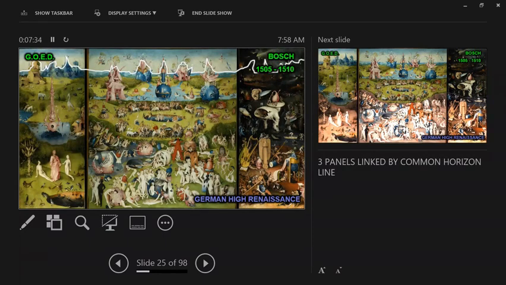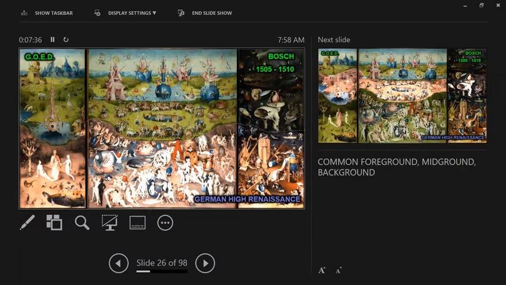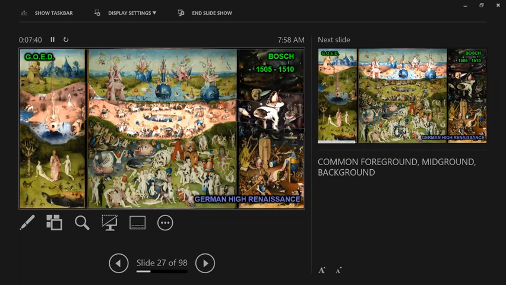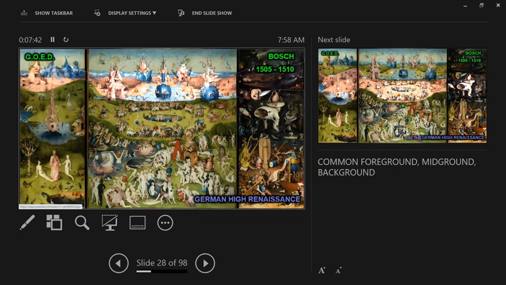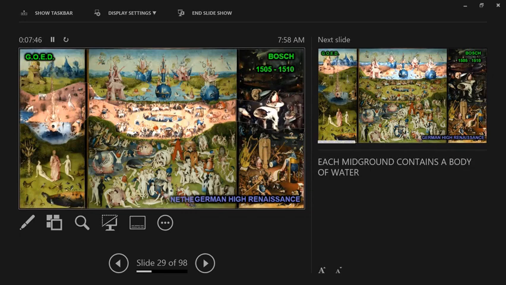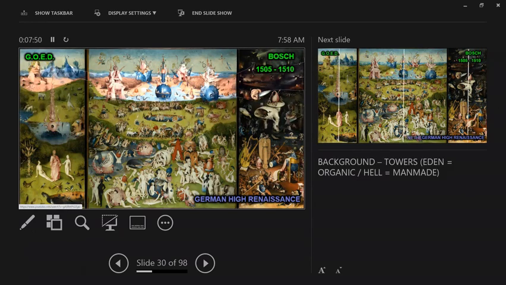All right, so the foreground is consistent through all three paintings. The middle ground is consistent through all three paintings, and the background is consistent through all three paintings. In the middle grounds, we have water in each of the middle grounds. And then in the background, notice that the buildings are all in the paradise and on earth.